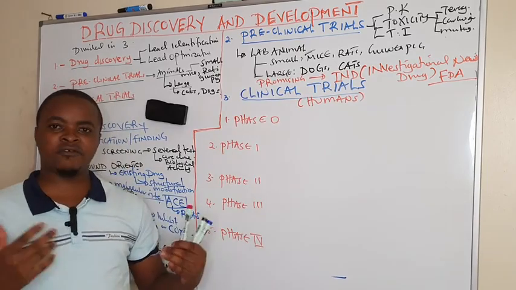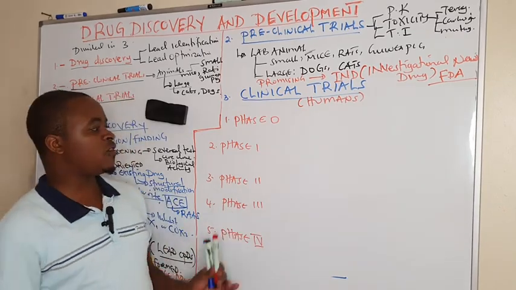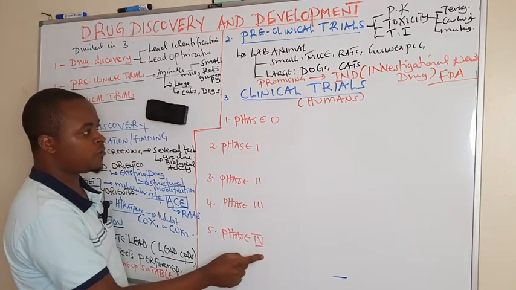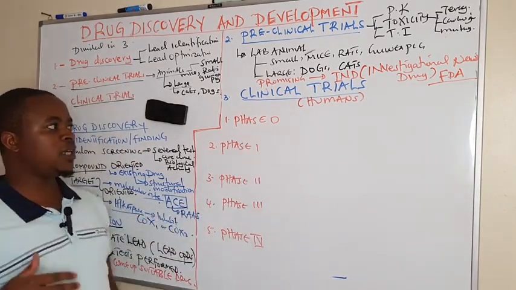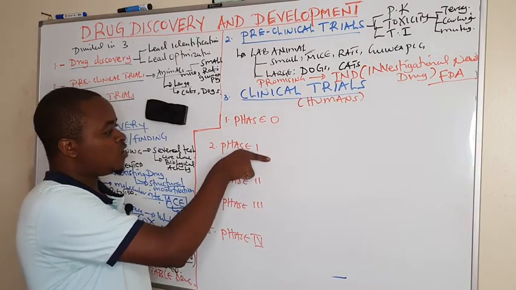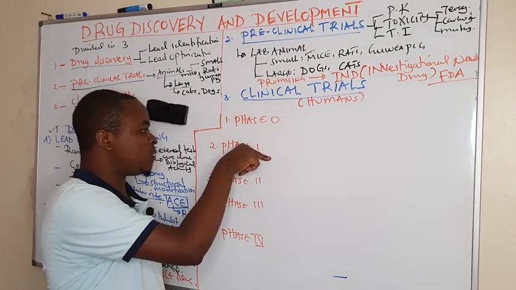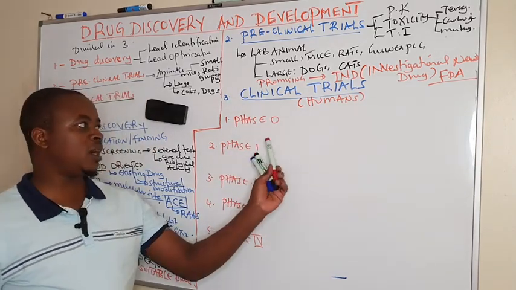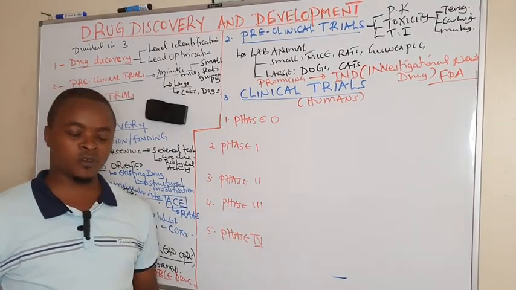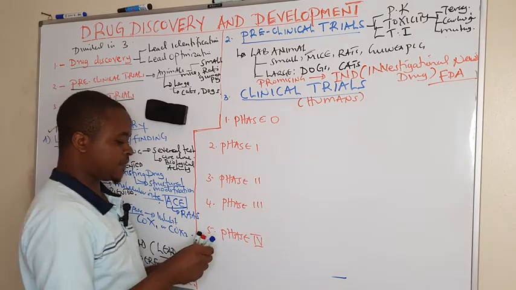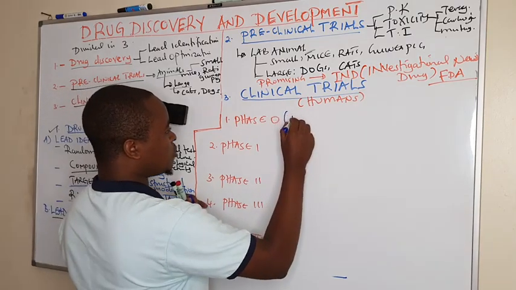But when you are reading different textbooks, many of them give phase 1 up to 4, but phase 0 has been developed to prevent much money being spent on phase 1 when the candidate drug cannot even pass phase 0. And phase 0 is known as microdosing.